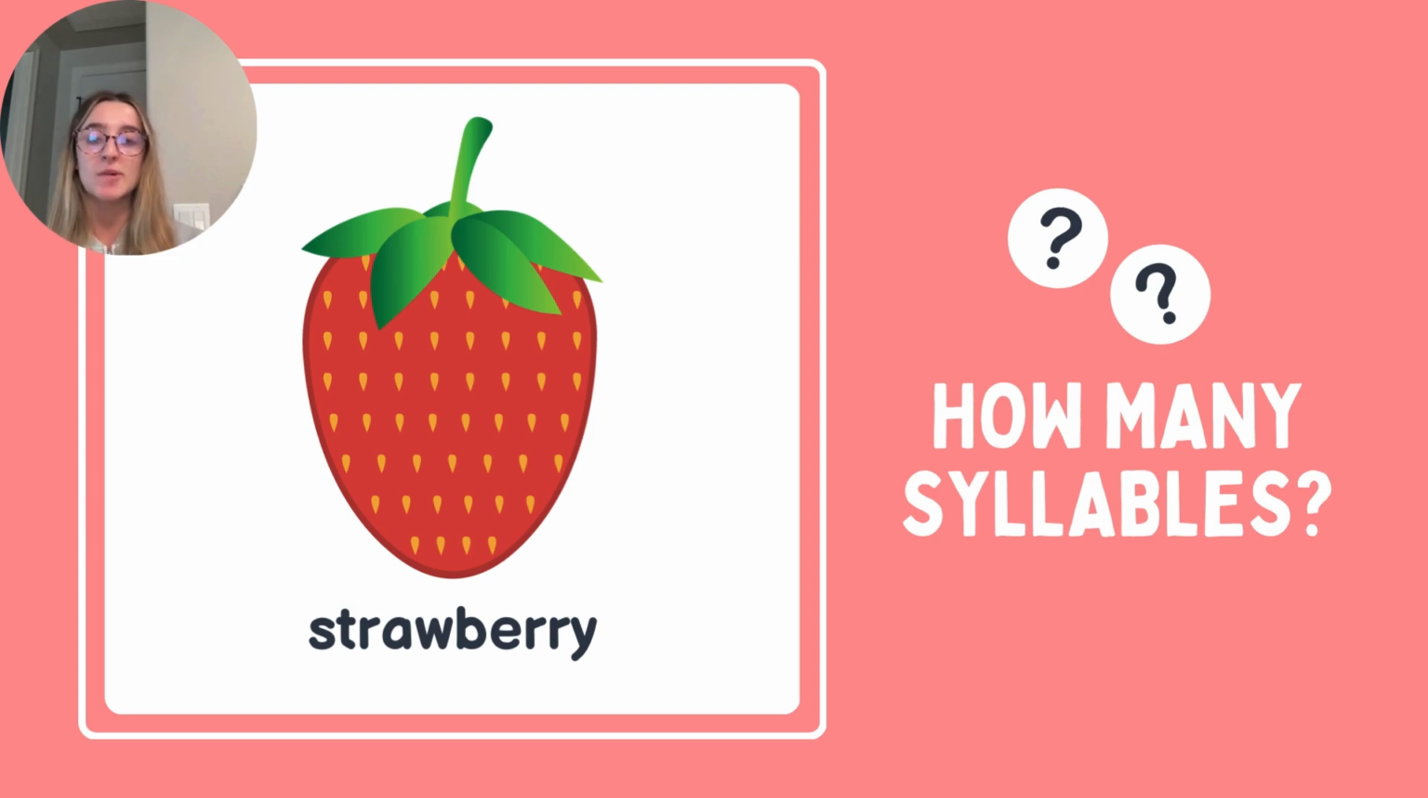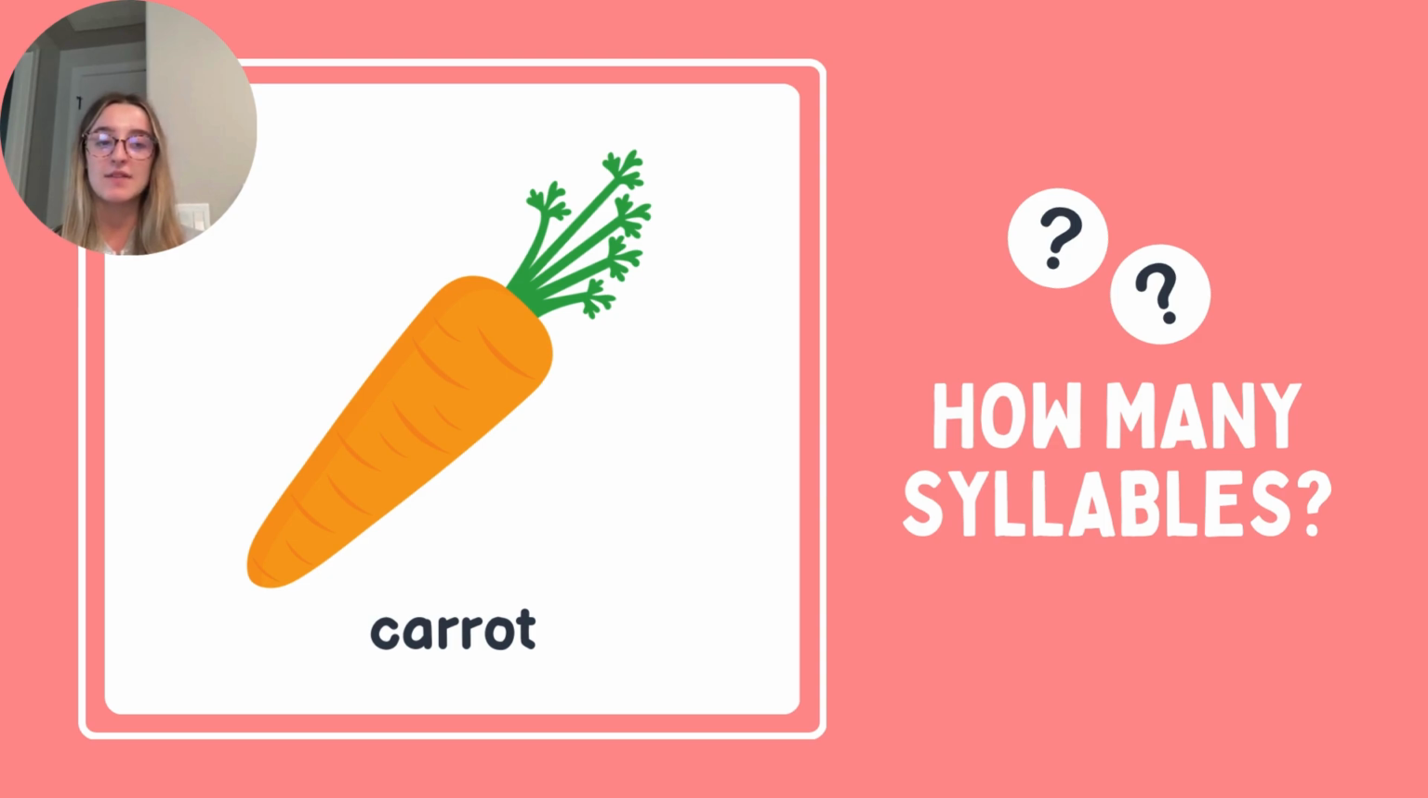Let's try this one again. Do you want me to do this one with you? Awesome. So let's clap together. Ready? 1, 2, 3. Strawberry. How many? 3. Good job. Good job. All right. We have 2 more.